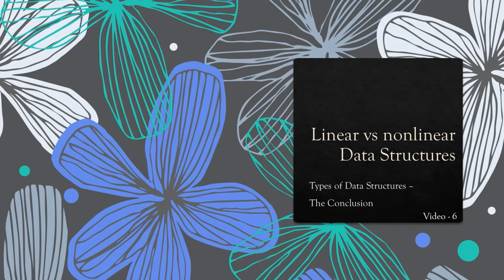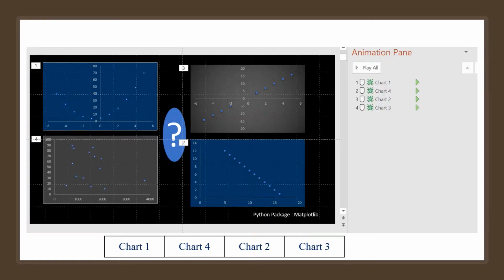In this video, we look at the difference between linear and nonlinear data structures, and we try to get an overview of the different types of common data structures and conclude the series on the types of data structures. First example, consider the concept of an animation pane in Microsoft PowerPoint.